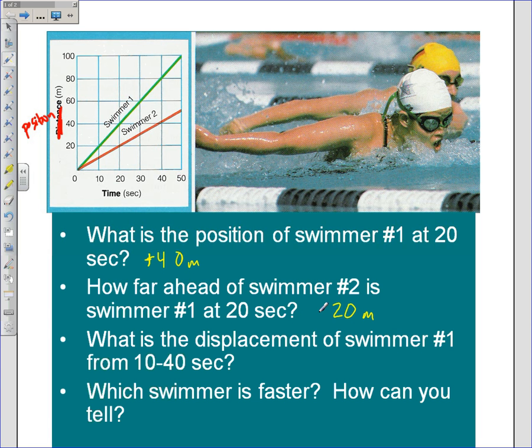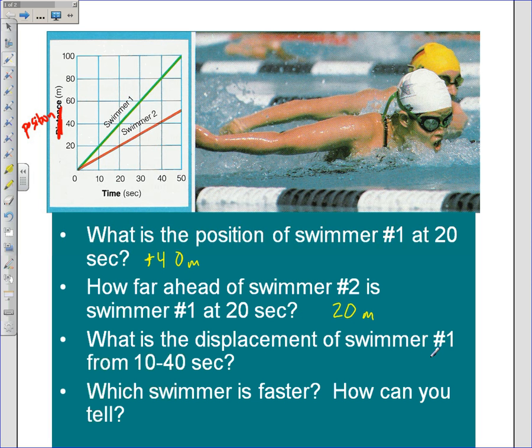No real need to put a positive on that because "how far ahead" is asking you for distance. If you remember back to our very first video, distance and position both tell us the location of the object. Position tells us where it is in relation to the reference point. But for distance, how far ahead of swimmer number 2 is swimmer number 1, all we need is a distance. It's not asking where is swimmer number 2, it says how far ahead. So no need for a positive or negative there.